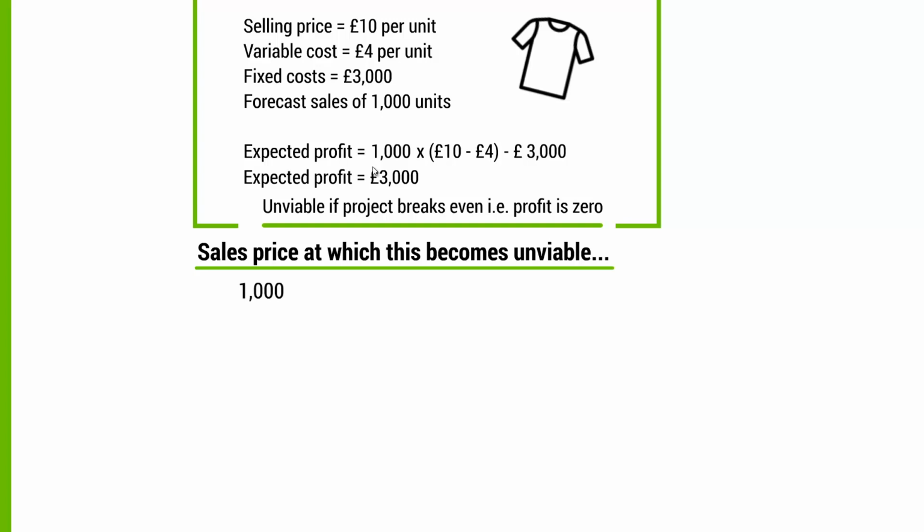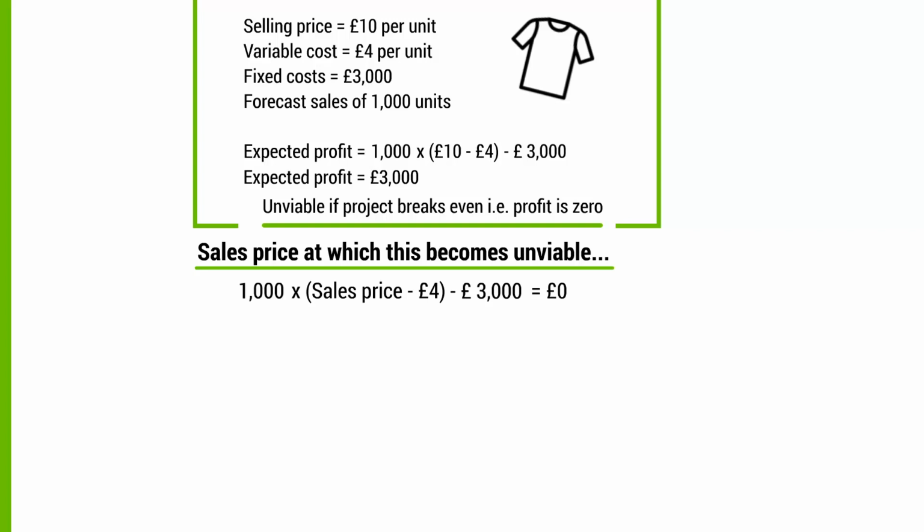So let's start by bringing in our 1,000 units, because we're still predicting that we're going to sell 1,000 units, multiplied by the sales price, which we don't know yet because we're trying to find the sales price where it becomes unviable, minus £4, which is the variable cost per unit, minus £3,000, and we put that as equal to 0 because that's the point where the project becomes unviable.